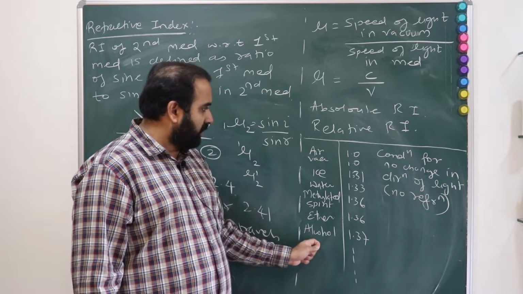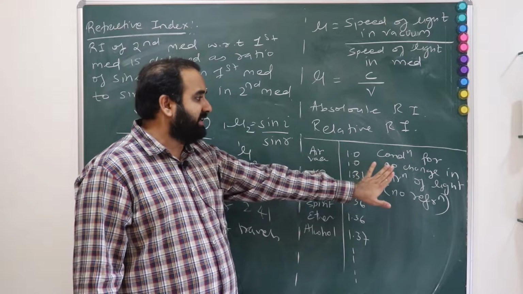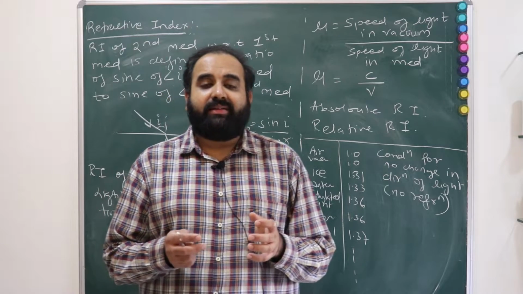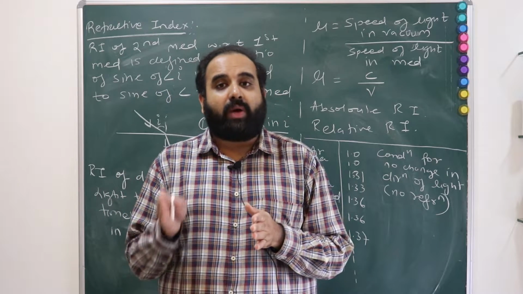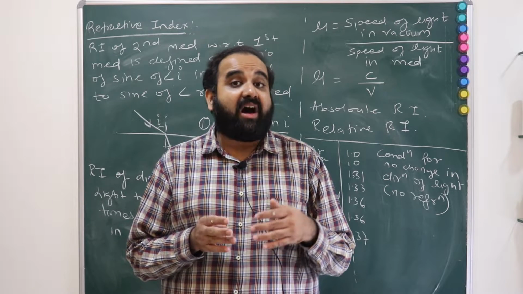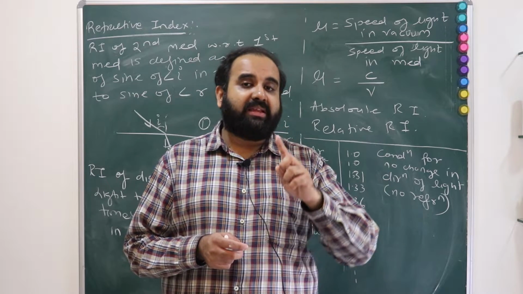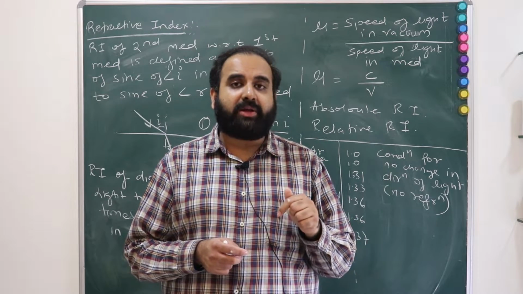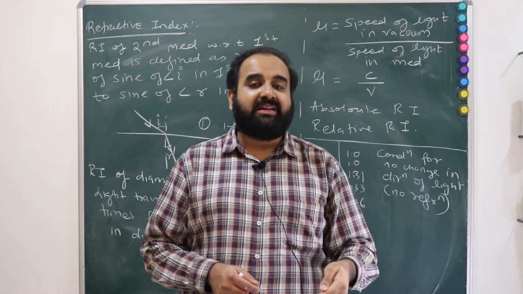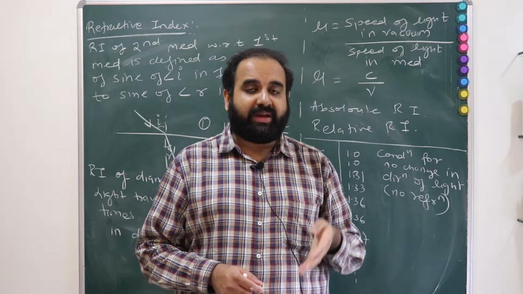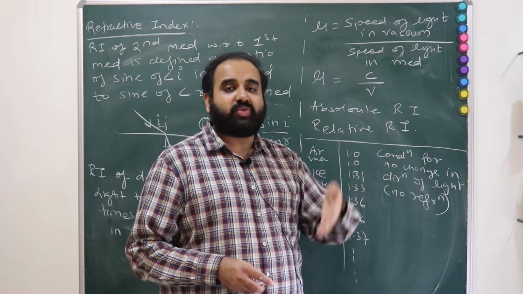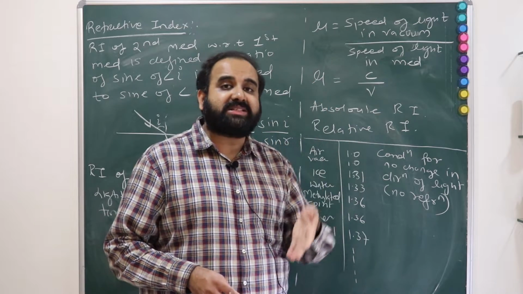I have written this table to understand this one topic: conditions for no change in the direction of light. When can we say that in spite of light traveling from one medium to another medium, no refraction is taking place, or the light ray is passing undeviated? If you remember, in the very first video that we made for this chapter, I had already spoken about the third condition, when the light ray is incident normally. When the light ray is incident normally, there is no deviation or refraction; the light ray goes undeviated, in a straight line.